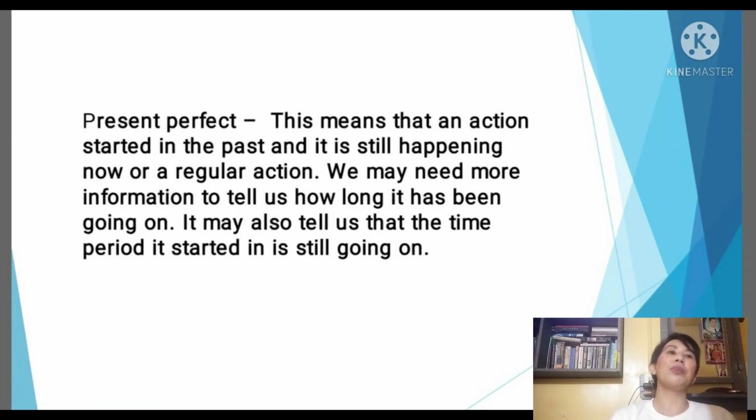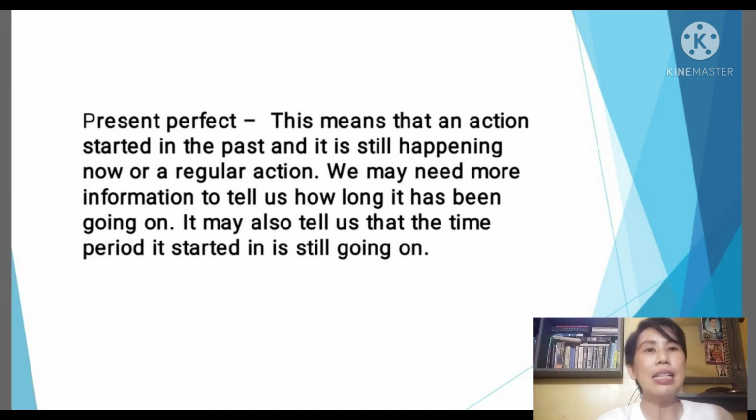And now let's move to the present perfect tense. Okay, so once again, present perfect means that an action started in the past and is still happening now, or it is a regular action. Okay, we may need more information to tell us how long it has been going on. It may also tell us that the time period it started is still going on. Okay, so in this situation, the action happened or started in the past and it does affect the present.